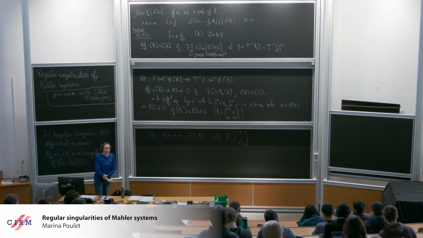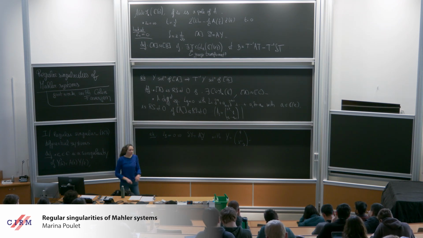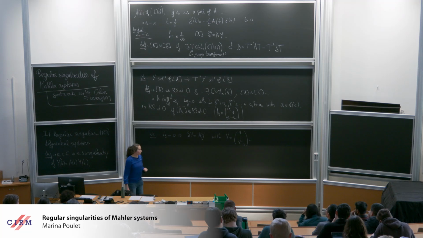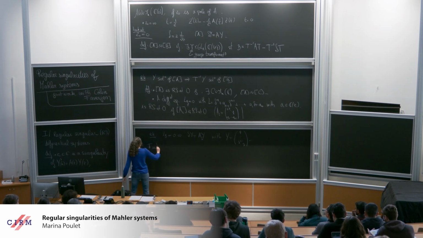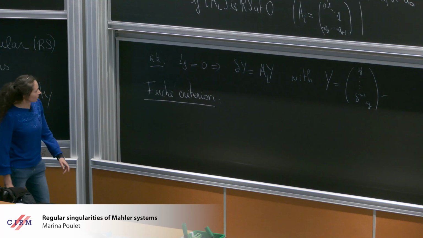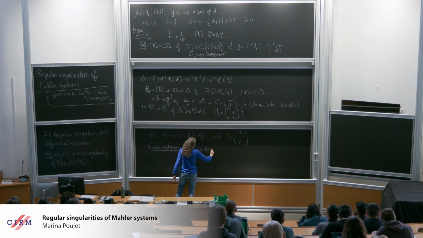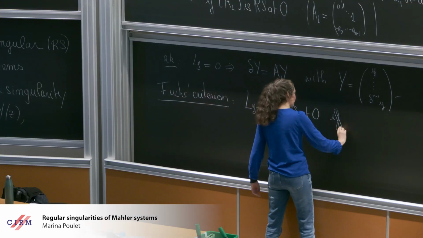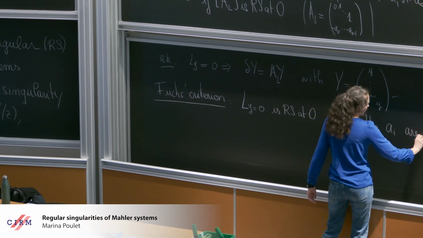So I will just mention some consequences of this property of regular singularity. Just before giving these consequences, I would like to mention that for differential equations, we have a beautiful criterion to know when such a differential equation is regular singular at 0. It's called the Fuchs criterion. And thanks to the criterion, we know that this differential equation is regular singular at 0 if and only if all the coefficients of this equation are holomorphic functions at 0.